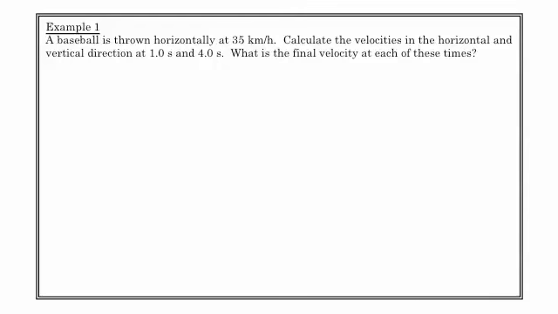Okay. So here's our little diagram. We got the baseball at the initial spot, you can see there. 1 second later, it's traveled a certain distance. And then 4 seconds later, it's traveled a farther distance. Let's calculate horizontal and vertical velocities for each of these positions, and we'll work on the final velocity.